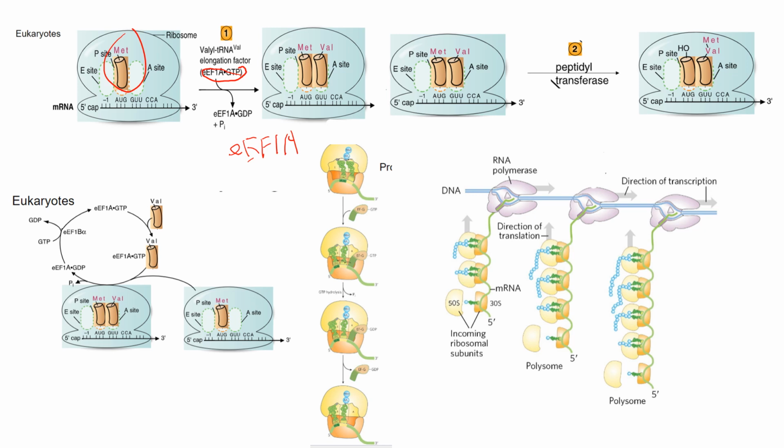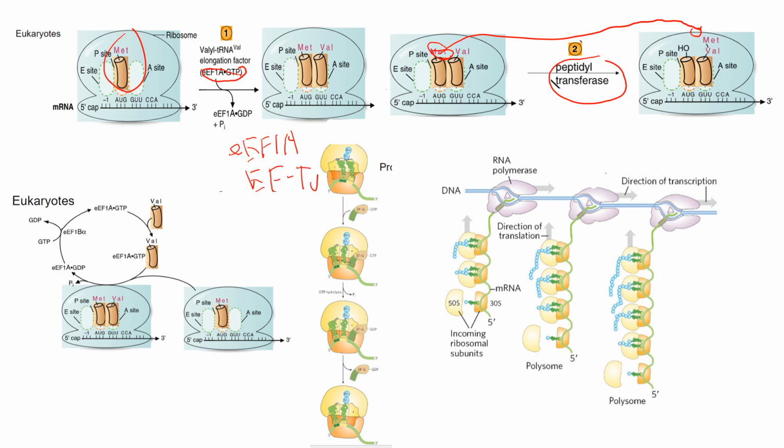But we can use this enzyme right here, peptidyltransferase, which will actually move our methionine, which was up here, and actually stack it on top of valine and make a peptide bond. And if you remember, the phosphate groups are what gives the energy to the peptide bond as it's forming. This is very similar in prokaryotes. Instead of elongation factor 1A, they have elongation factor 2, spelled TU.